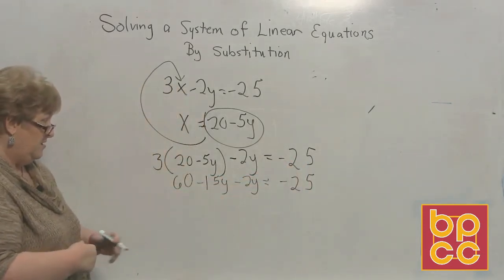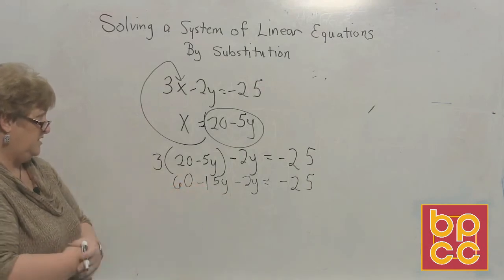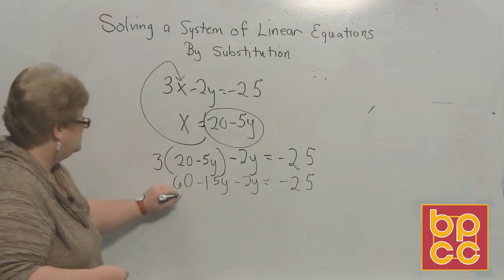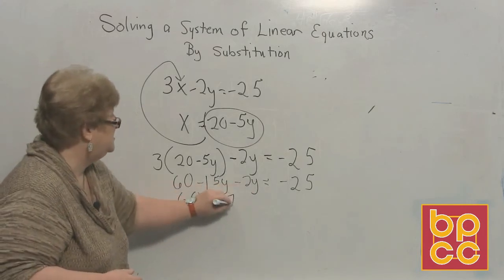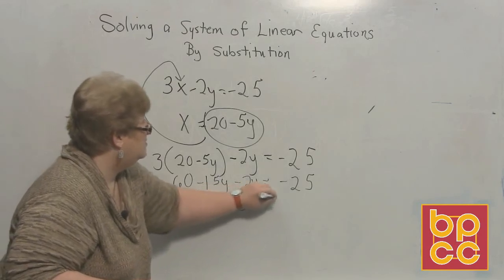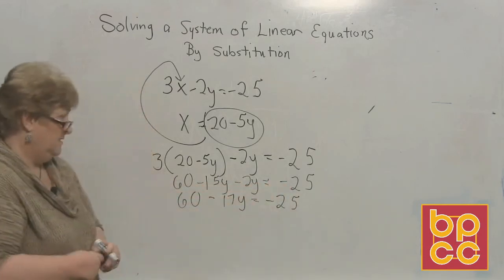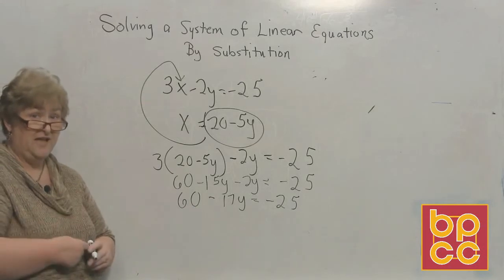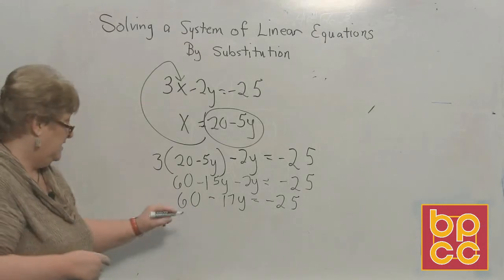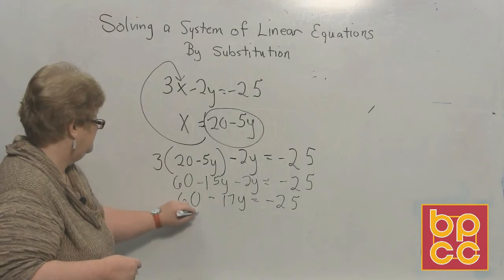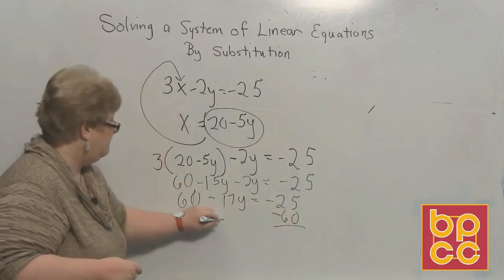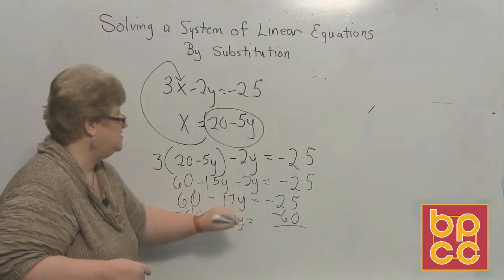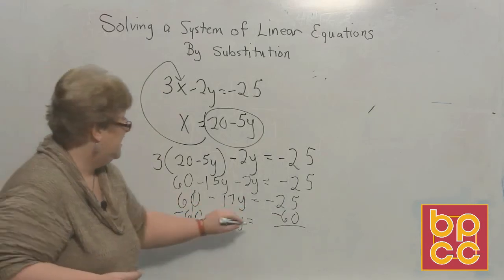Okay? Now, it looks to me like we've got to do something with these y's here. So, it looks like we have 60, a negative and more negative is a negative 17y equals negative 25. Time to move the number to the other side so we can solve for y. Let's take away 60, and let's take away 60. We now have a negative 17y is equal to a whole bunch of negative, a negative 85.